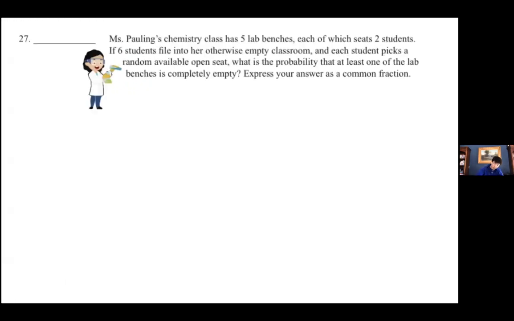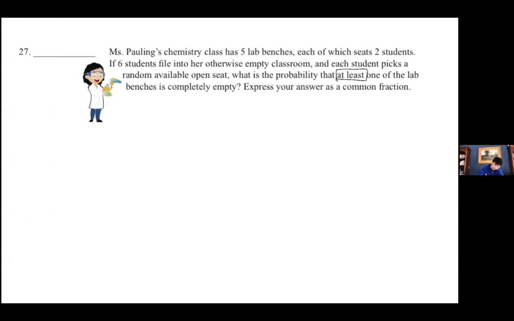And so the key word here is "at least." It's very important. Oftentimes with "at least," that means that you can take the complement, like find the probability that thing's not going to happen, and then you'll get your final answer by doing that. And so we do that. We find the probability that no lab benches are empty, and so our answer will be equal to 1 minus the probability that no bench is empty. And so now we'll figure out what the probability of that is.